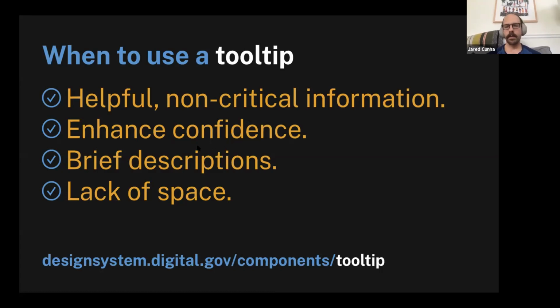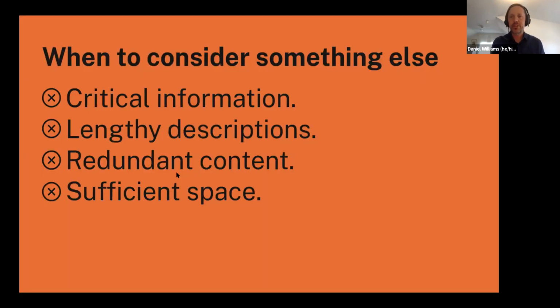Yeah. Great. Thank you. So when do you use the tooltip? For helpful non-critical information, when you want to enhance confidence, when you can do that with brief descriptions, or if you have a lack of space where space is at a premium. And when should you consider something other than a tooltip? If the information you're thinking of including is critical information, that should be on the page itself. If you have lengthy descriptions, the content really is kind of redundant. Or if you have sufficient space to include that in the main body of the content, you should do that instead of doing it in something like a tooltip.